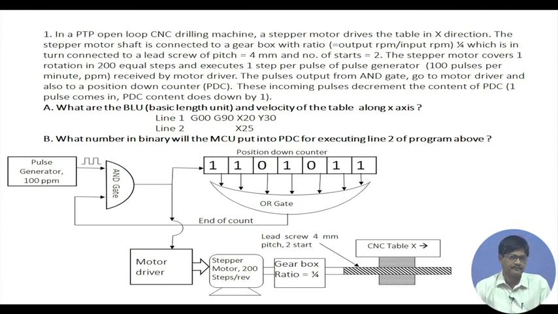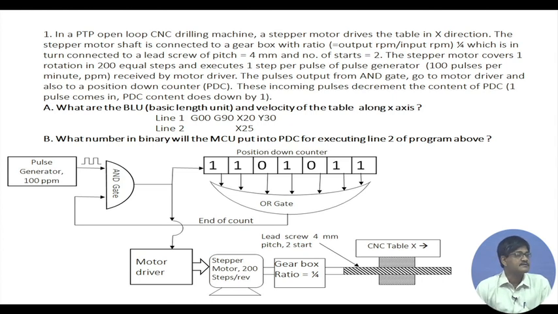So, as we have discussed before, if a lead screw has pitch equal to 4 and number of starts equal to 2, the lead, that is the movement which the nut will execute per rotation of the lead screw, will be equal to 4 into 2. Okay, N into P equal to L equal to 8 millimeters.